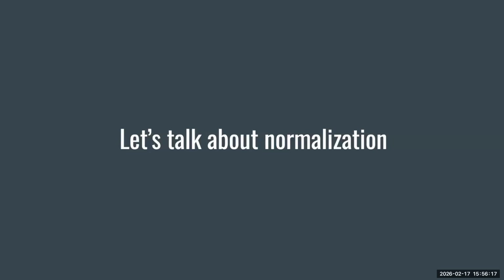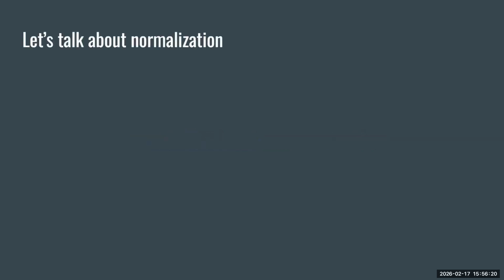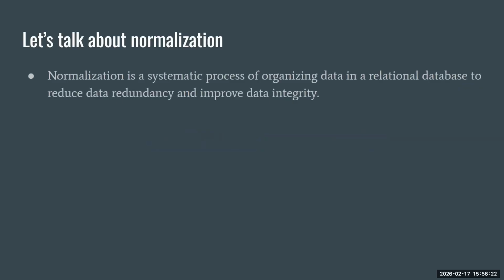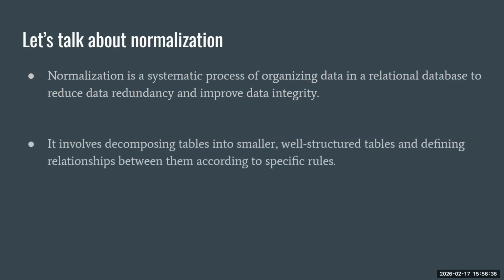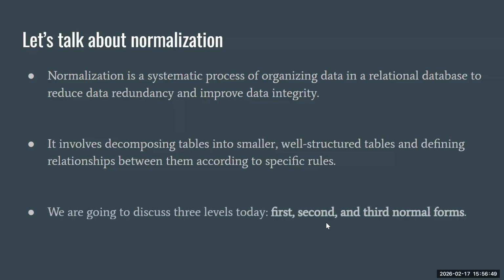Okay. Let's talk about normalization. Normalization is a systematic process of organizing data in a relational database to reduce data redundancy. That's a lot of words. What does that mean? It involves decomposing tables into smaller, well-structured tables, defining relationships between them according to specific rules. We're going to discuss 3 levels today of normalization: first, second, and third normal forms.